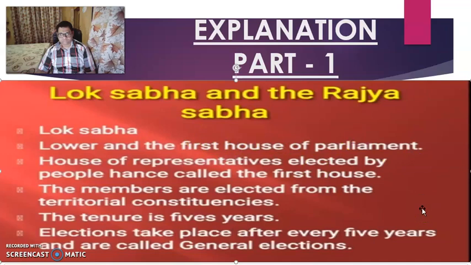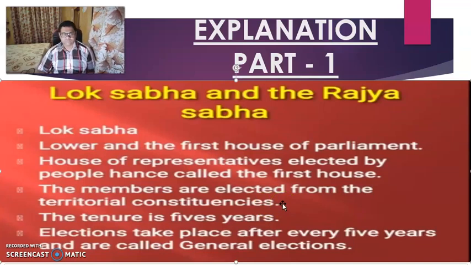As I told you, the members here are elected from territorial constituencies. Just now we have seen Maharashtra, where there are 48 seats available. So from territorial constituencies, the members are elected, and each member is here for 5 years. The tenure is 5 years. They will be members of the Lok Sabha for 5 years, as elections take place every 5 years. What are these elections called? General elections of the parliament.